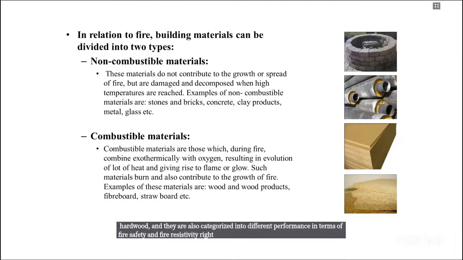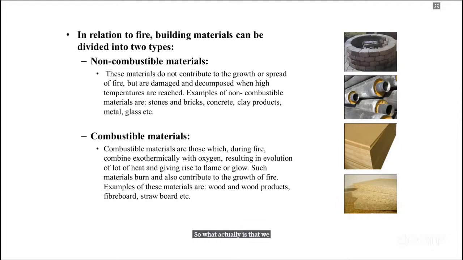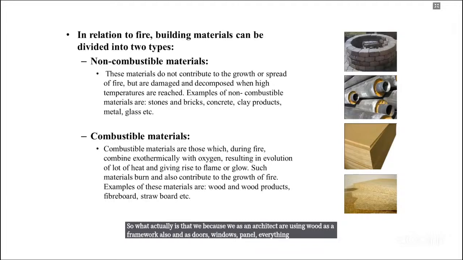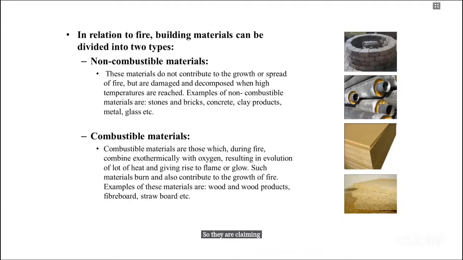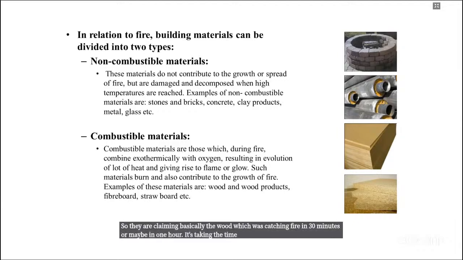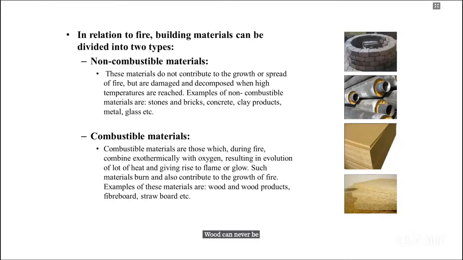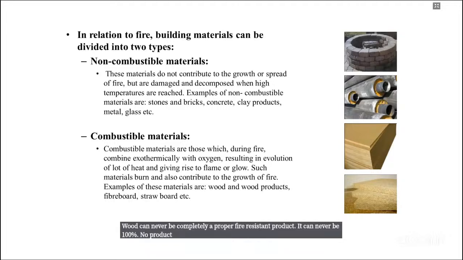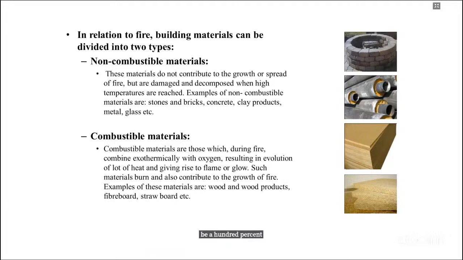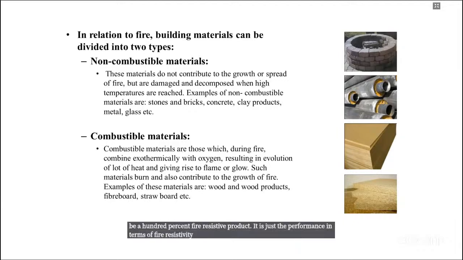We as architects are using wood as a framework, and as doors, windows, panels, everything. So they are claiming that the wood which was catching fire in 30 minutes or maybe in 1 hour is now taking a time lag of 2 to 3 hours. This is what they're saying. Wood can never be completely a proper fire resistant product. It can never be 100%. No product can ever be 100% fire resistive. It is just the performance in terms of fire resistivity, in terms of percentage, which the companies are claiming these days, right? Next, please.